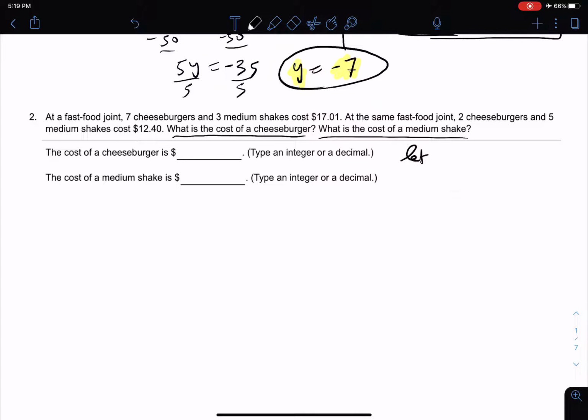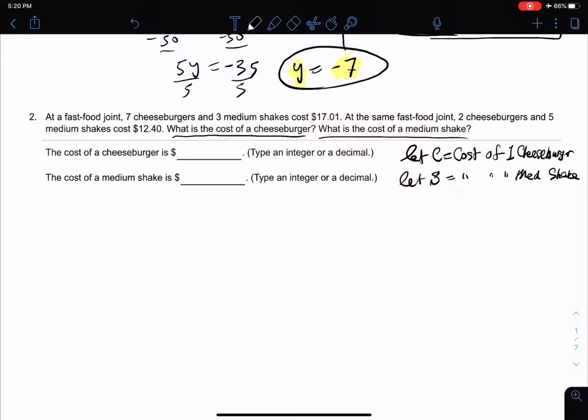Let C equal the cost of one cheeseburger. I'm running out of space. One cheeseburger. And then let, I guess, S for shake equal the cost of one medium shake. Medium shake. Okay, so I've got my 2 variables.